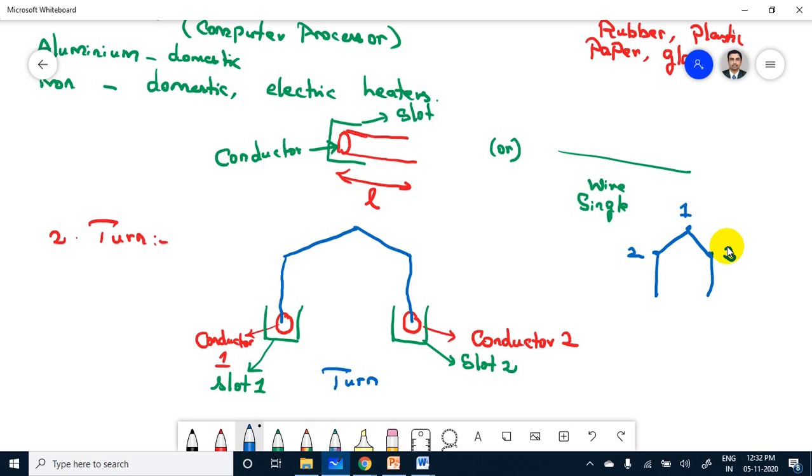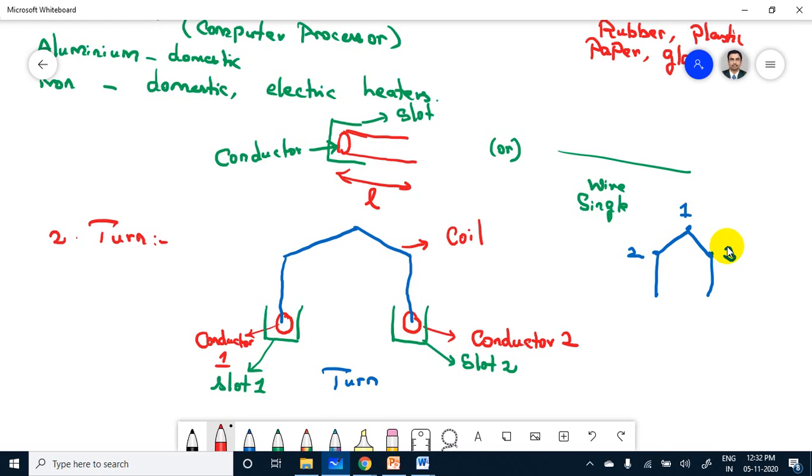The combination of this wire connected from conductor 1 to conductor 2, we call it a coil. So how many wires are connecting? Anyone tell me? Is it a single wire or will it be 3 wires?